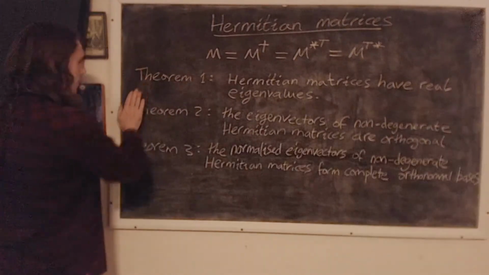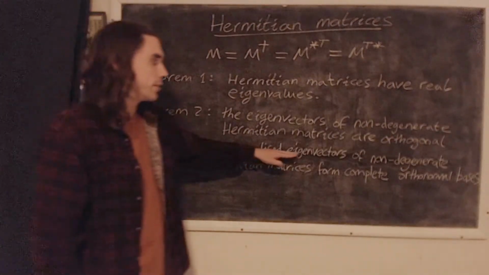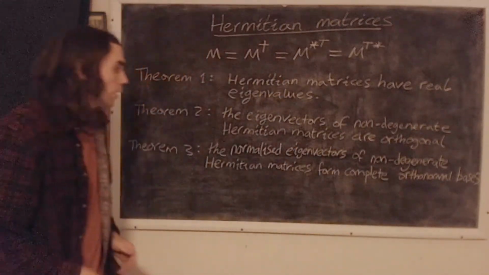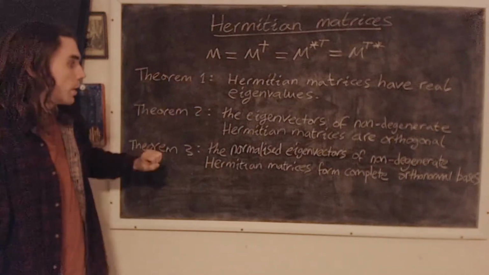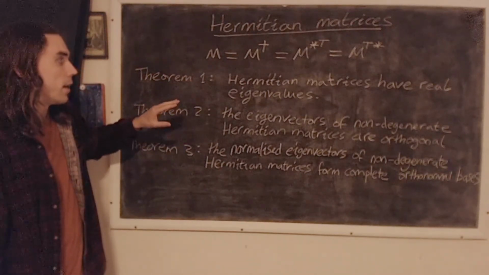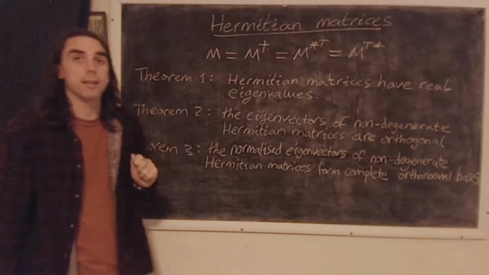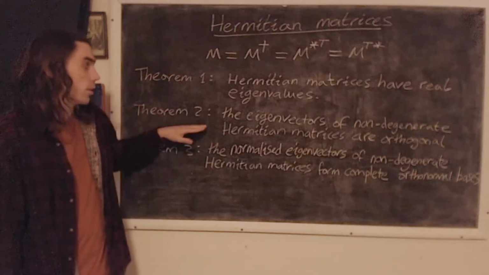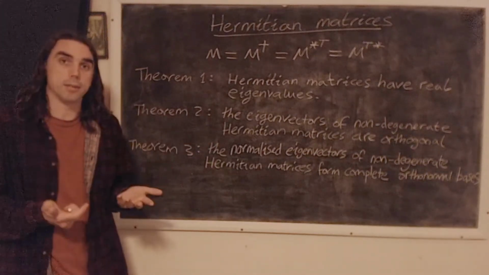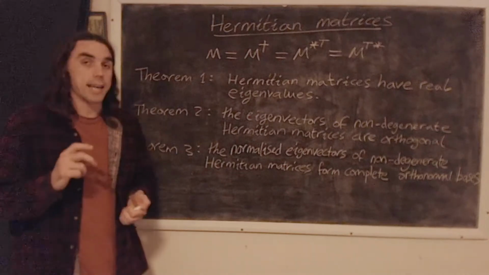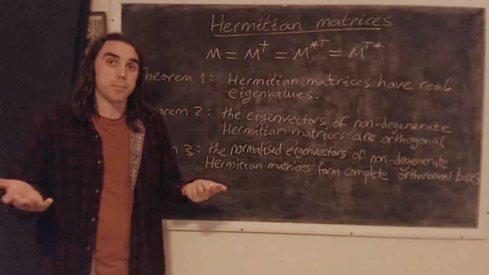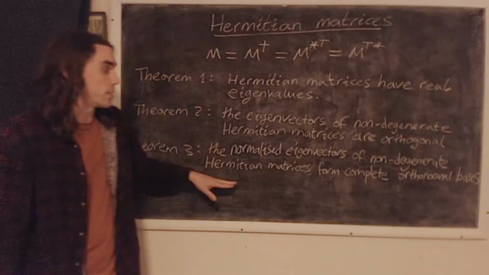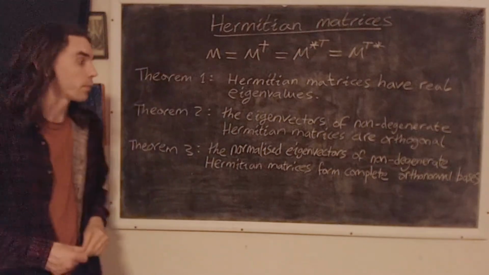Theorem 3. The normalised eigenvectors of non-degenerate Hermitian matrices form complete orthonormal bases. The proof of this actually follows from the first two. You must have n eigenvectors for an n by n matrix. If those vectors are orthogonal, which theorem 2 tells us, and we normalise them, well, if they're orthogonal and there's n of them, they must span an n-dimensional space. So it must form a complete basis. And we've normalised them, so they must in fact form a complete orthonormal basis. Theorem 4.